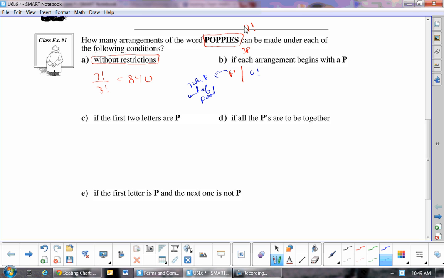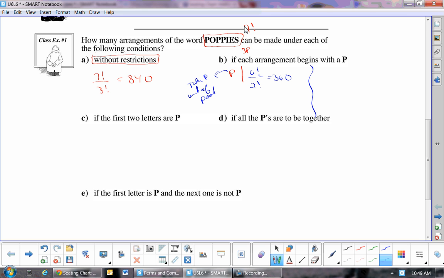6 factorial divided by... how many P's are repeated? 2. Okay, which would give me 360. Now I would not do this question this way. I mean, I would my second time through, because I knew we've done these. But this is how I would do them my first time.